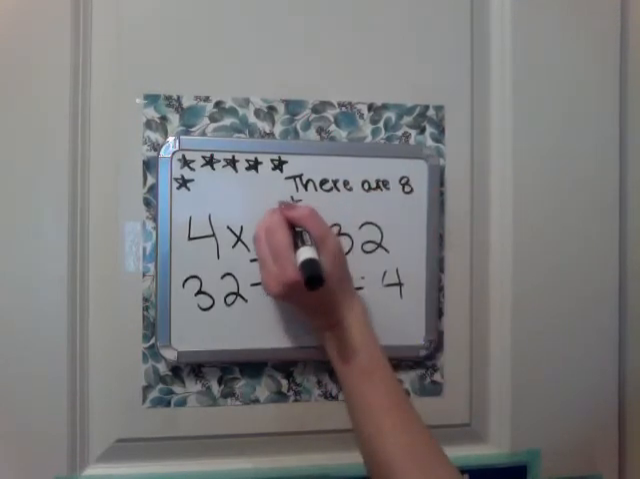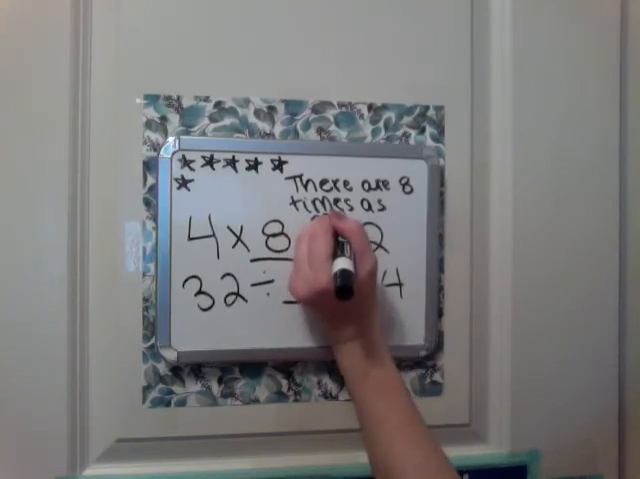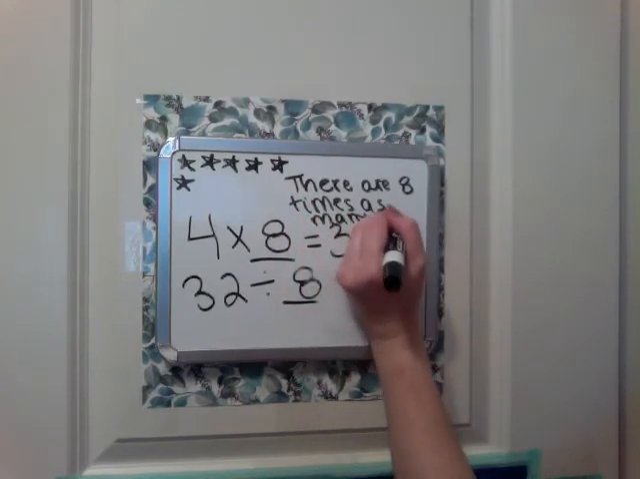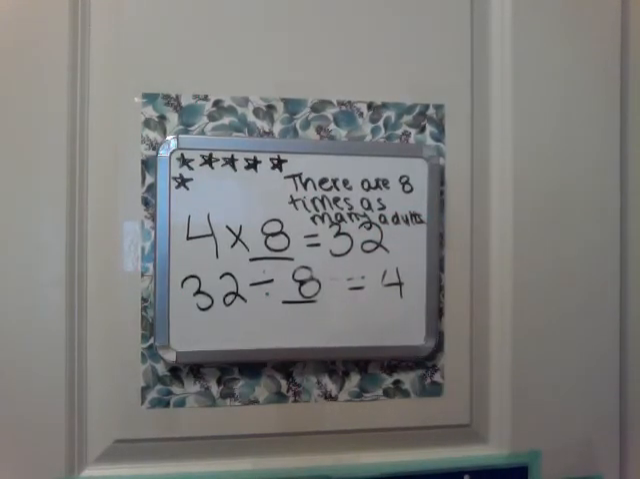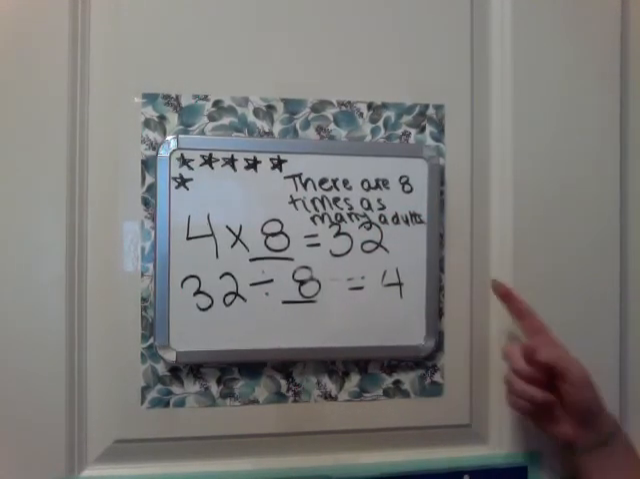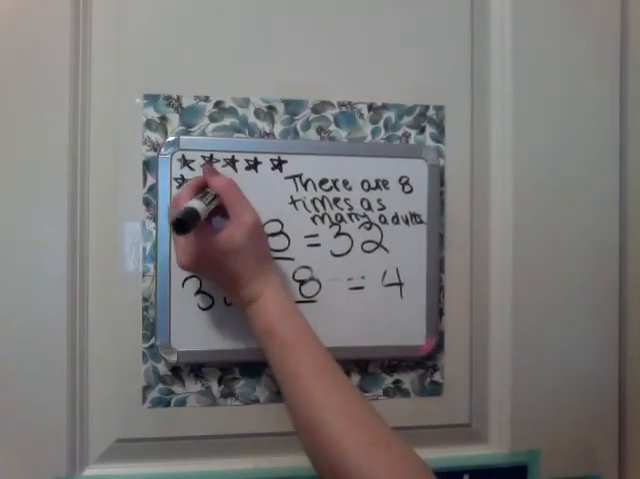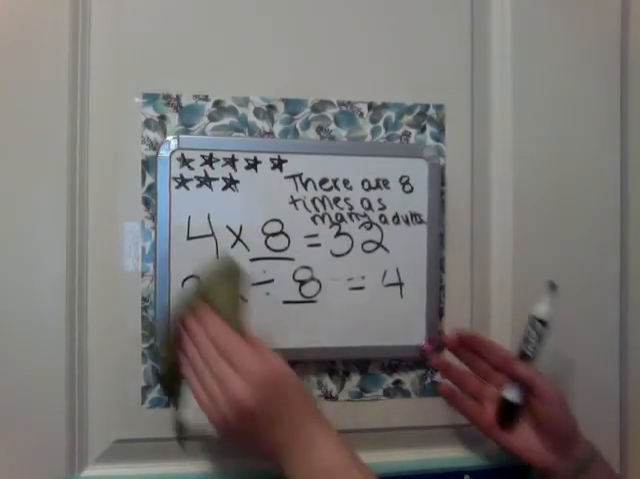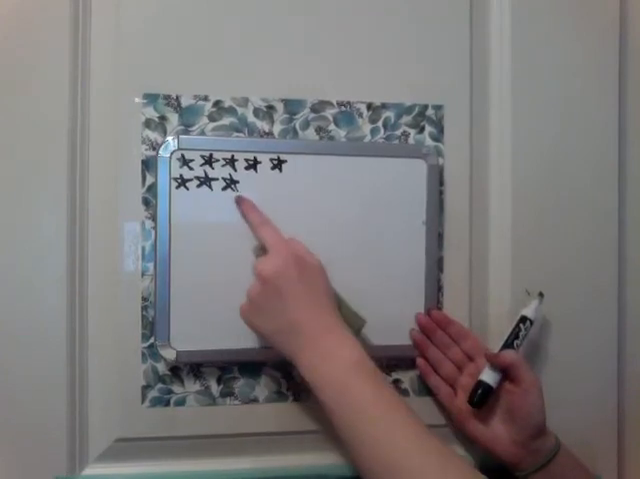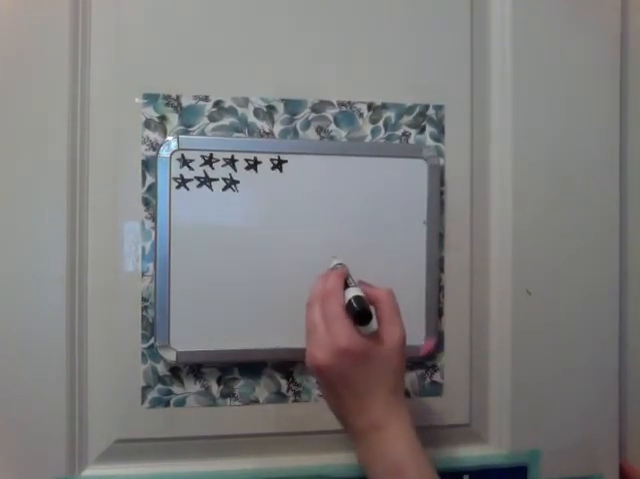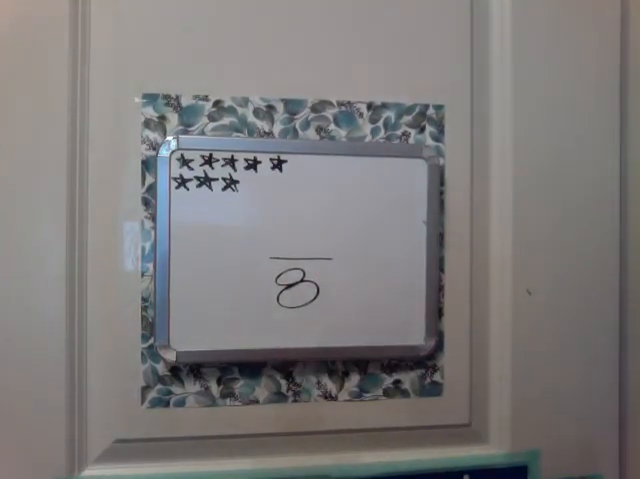So there are 8 times as many adults. Make sure you have a complete sentence and end punctuation. You can get a star for your sentence, and you can get a star for 8 times as many. So today, your total amount of stars is 5 plus 3 is 8. 8 becomes your denominator. Go ahead and write your numerator. How many stars did you earn?